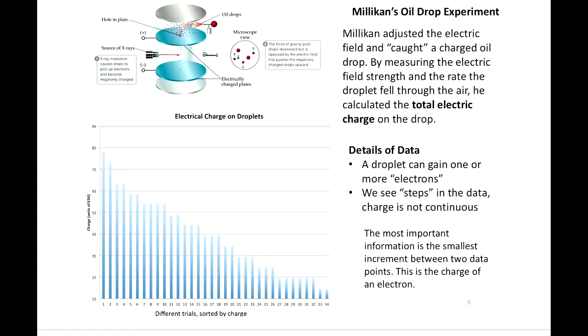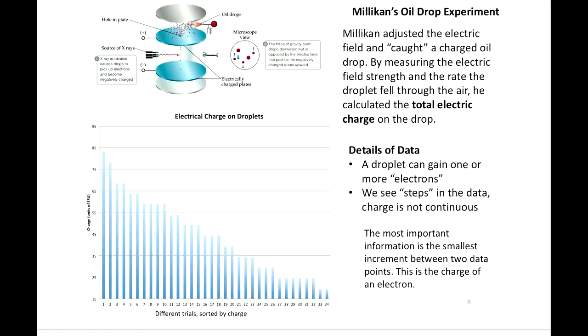The whole point here is we want to determine the charge of an electron. So is it the shortest bar? Is it the average of all the bars? Is it the tallest bar? Or is it the bar that shows up the most, the same number, the most times? So that's the question of how to interpret data.